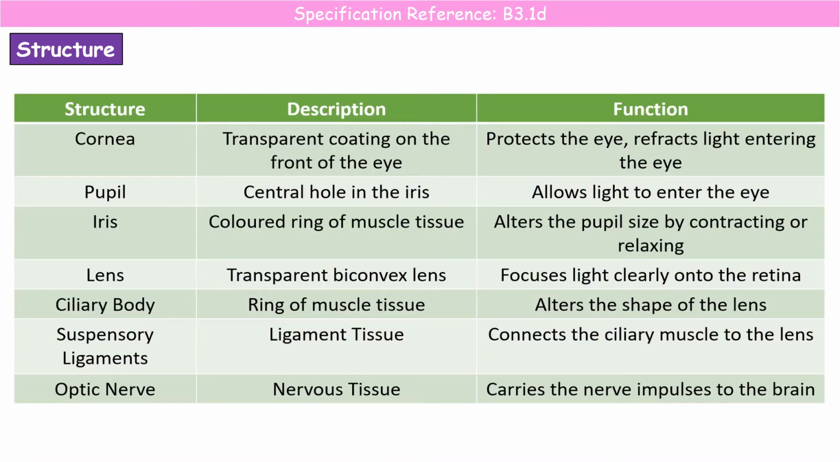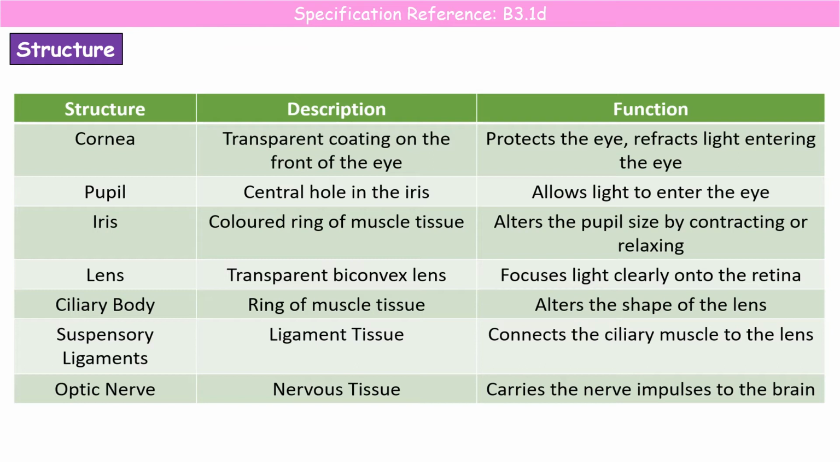So these are the parts of the eye we need to know then. We need to know what they do and obviously where they are from the diagram. So the cornea, that is your transparent coating on the very front of your eye, partially to do with protection, but also begins to refract the light that enters your eye. Second part, the pupil, this is the hole, that black hole in the center of your eye there, and this is all to do with allowing light to enter the eye itself.